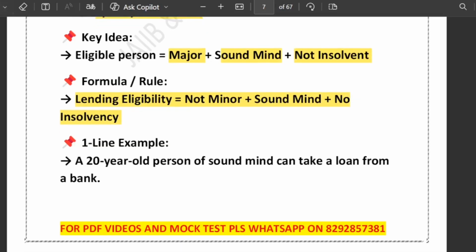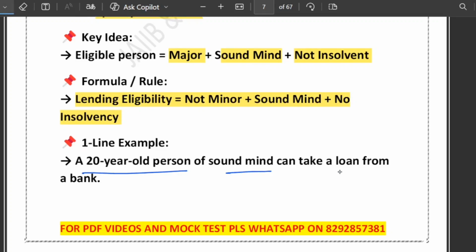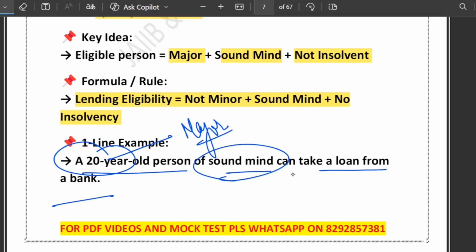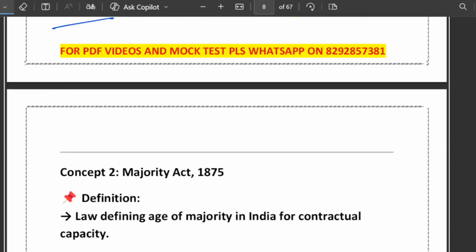Let me give you one example. You can think of it like this. Suppose a 20-year-old person of sound mind can take a loan from the bank. Yes, obviously, because he is a major. He is a major, first thing, and he is of sound mind and he is not insolvent. Obviously, he can take a loan.